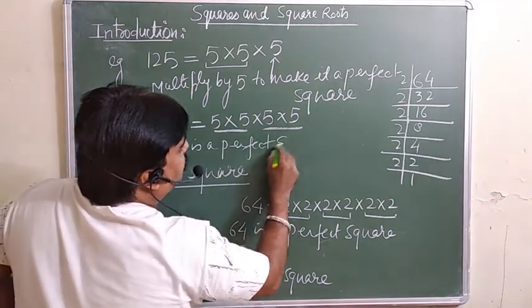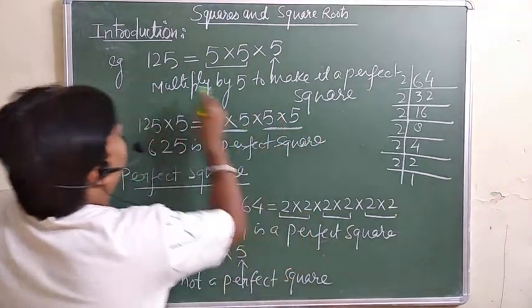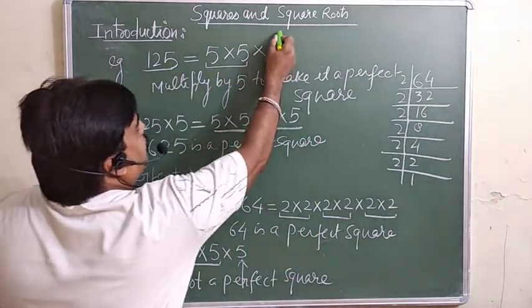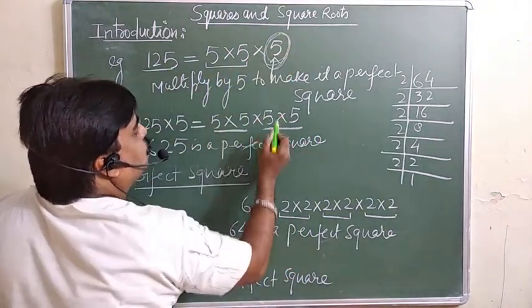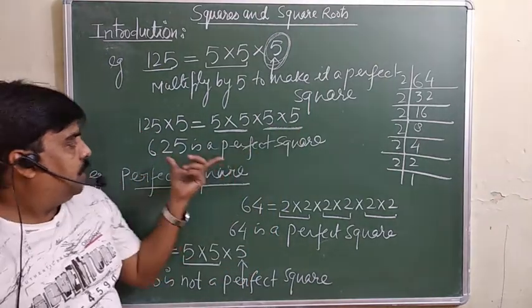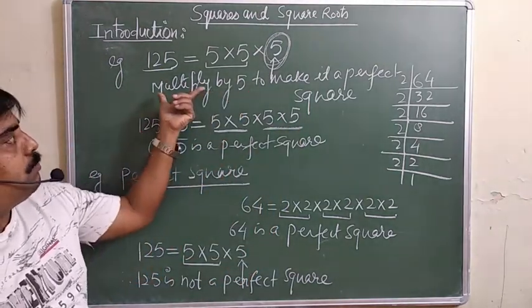So 625 is a perfect square. If we multiply this number by 5, अगर मैं इस नंबर को 5 से मल्टीप्लाई कर दूं, because here is one 5, you need one more, so then it becomes a perfect square. So this is in case of multiplication.